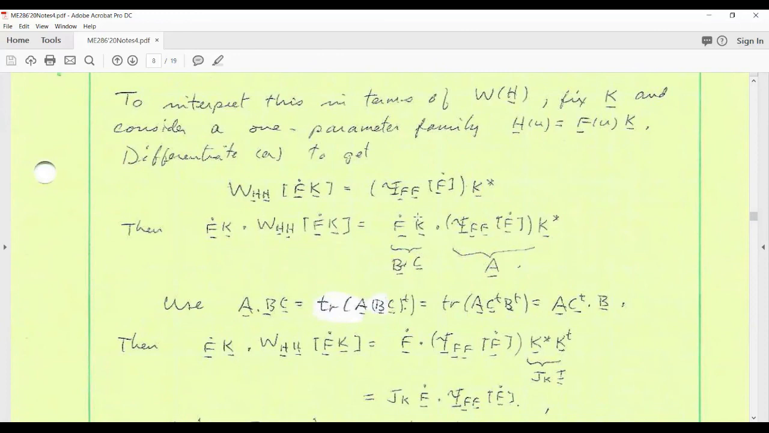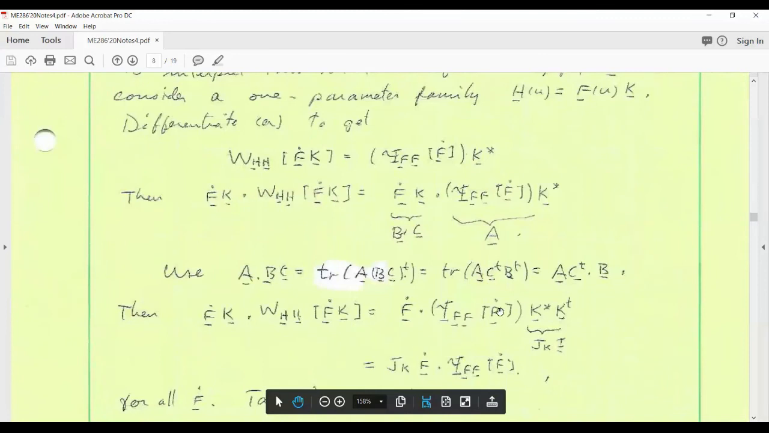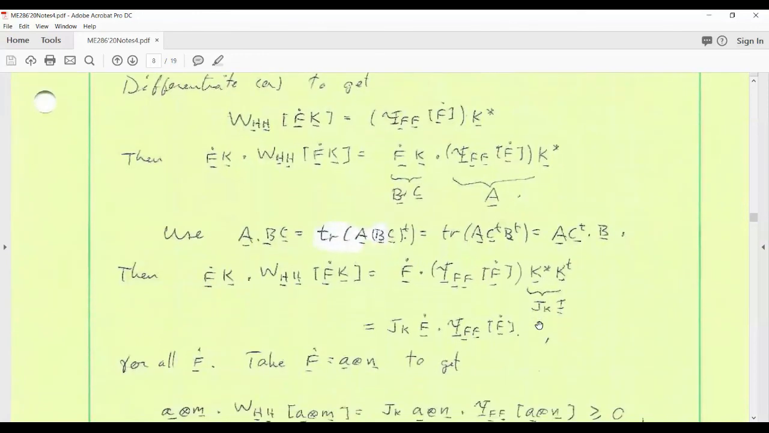So that means, let's put the A in front, multiplied by the transpose of C, which is my K. And then take the dot with B, which is F dot, which is right here. And all I've done is commute the dot product, right? This is the same as B dot A C transpose. So you're going to get a K star K transpose, which is just determinant K times the identity, because K star is J_K K inverse transpose. So you're going to get J_K times F dot times this.